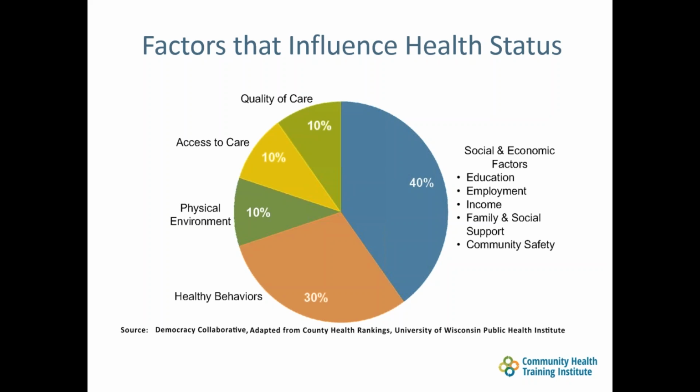Again, a big focus traditionally in prevention, and sometimes I think we do get caught in that trap of activities to get people to change their healthy behaviors. But 40%, which is almost the majority over all those other factors, is really the social and economic factors: education, employment, income, social support, family support, community safety. That's really what identifies the health of a community in terms of this particular chart.